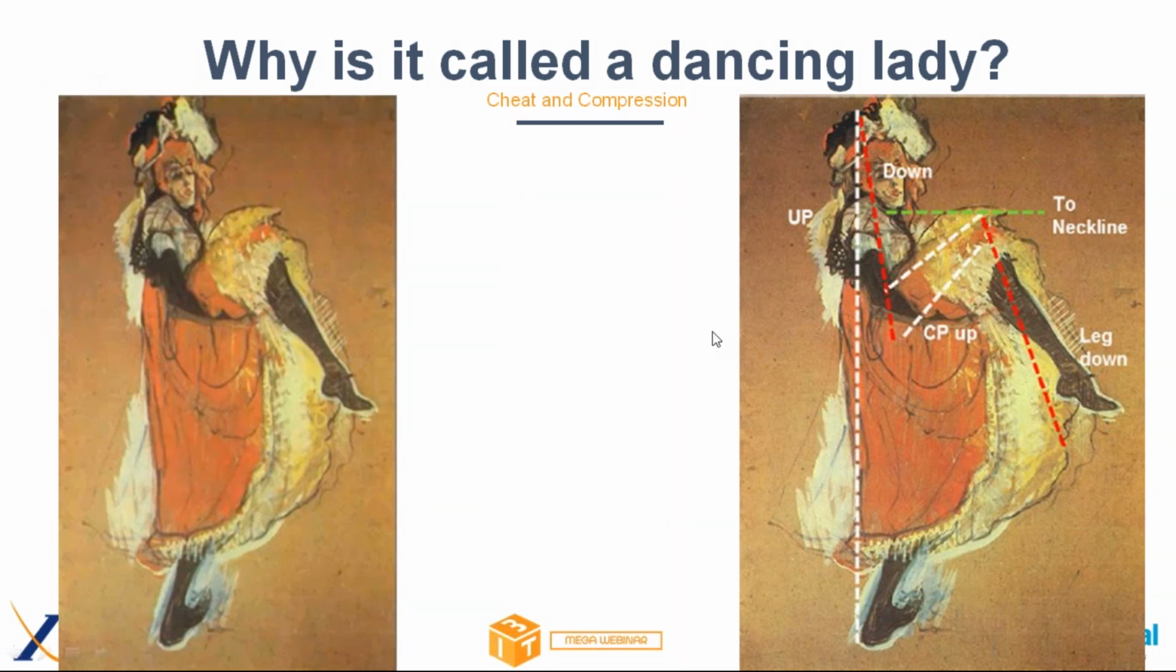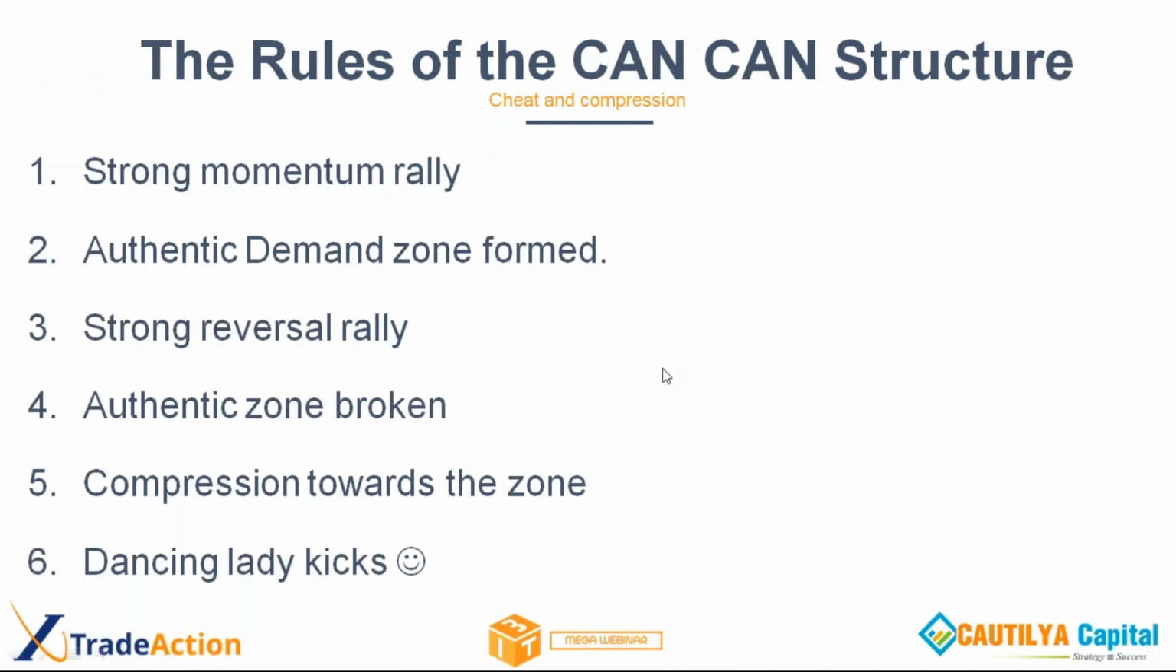So let's see this example. What are the rules of can now? Strong momentum rally, authentic zone formed. Strong reversal rally, authentic zone broken. Compression towards the zone, dancing lady kicks. Is it simple? Any confusion? Anything complex?